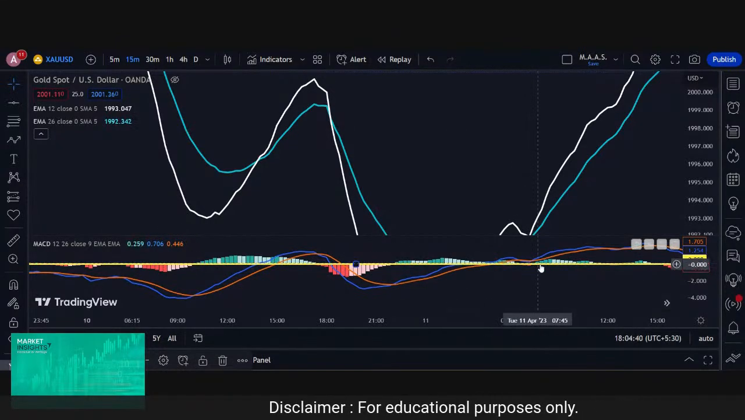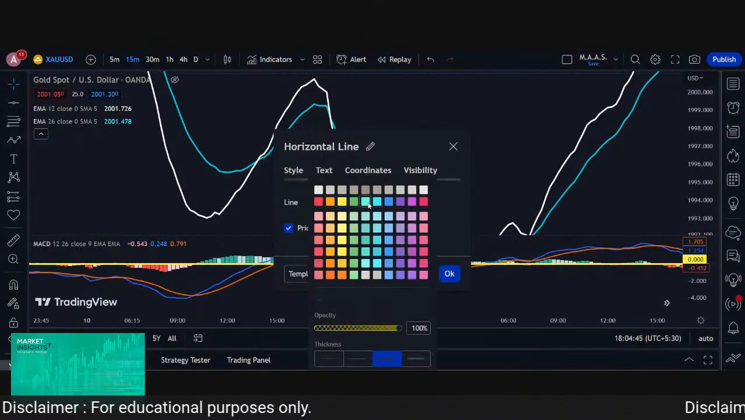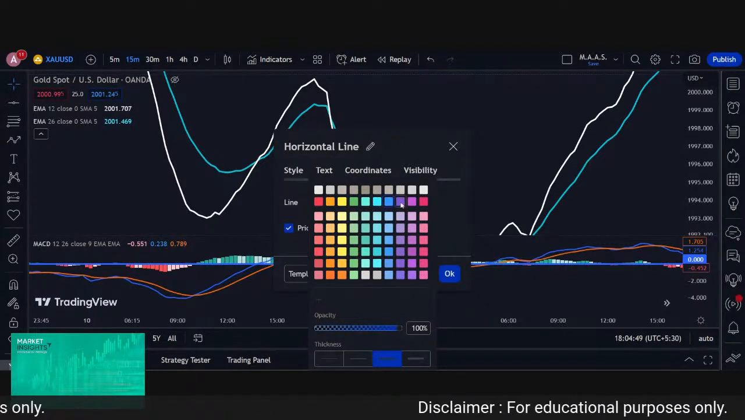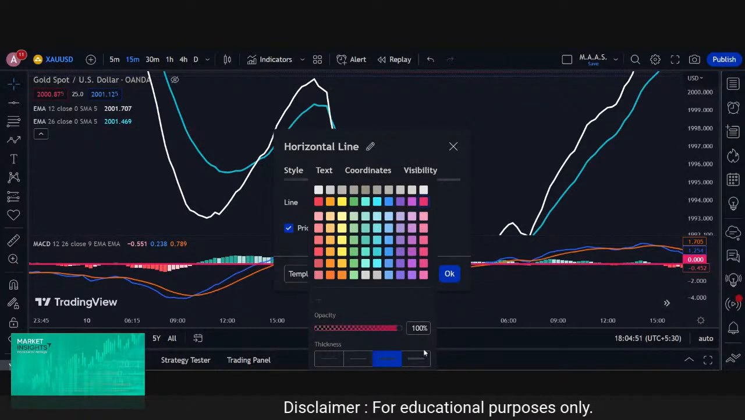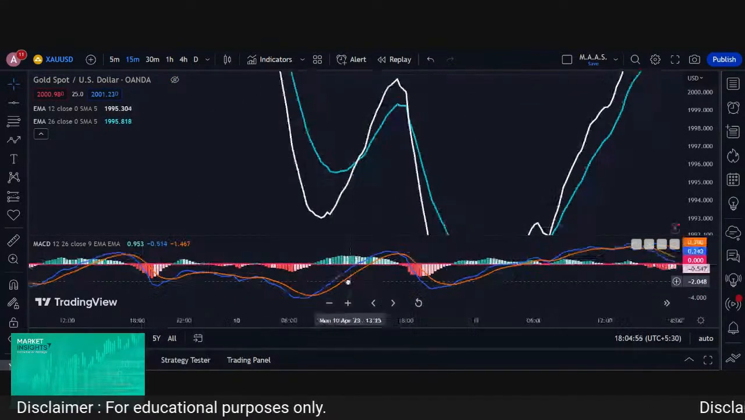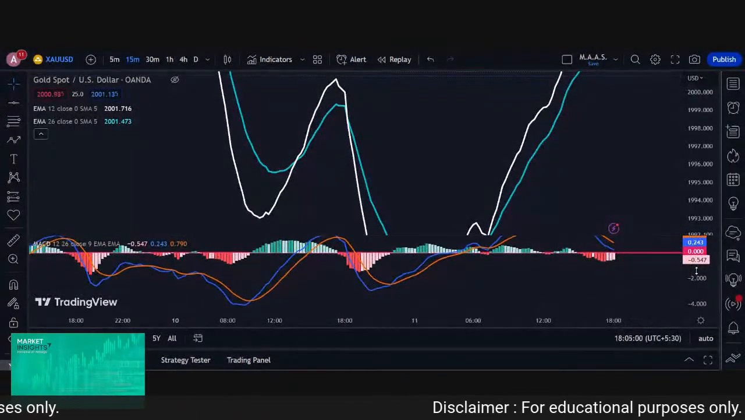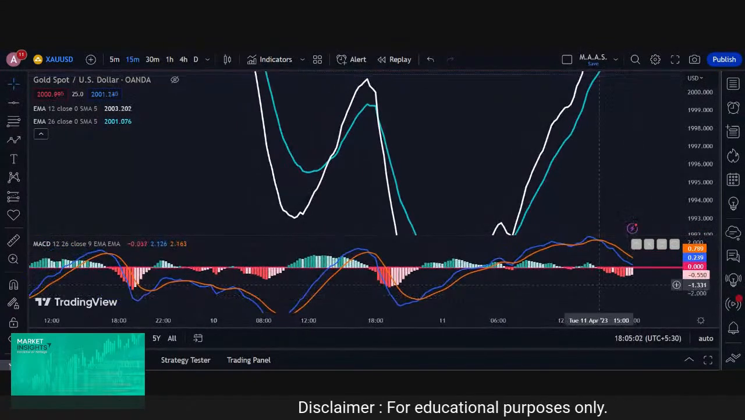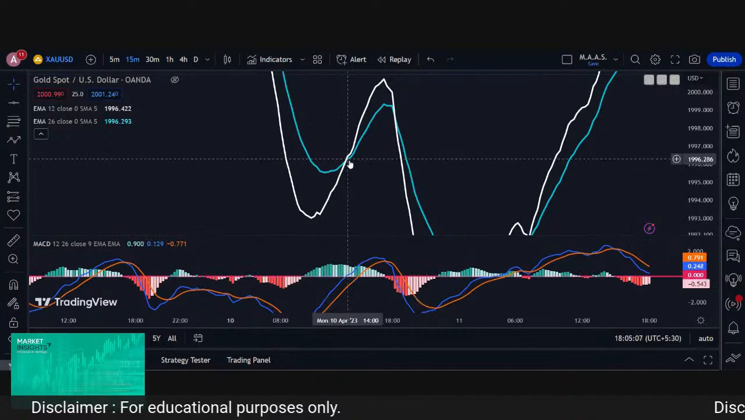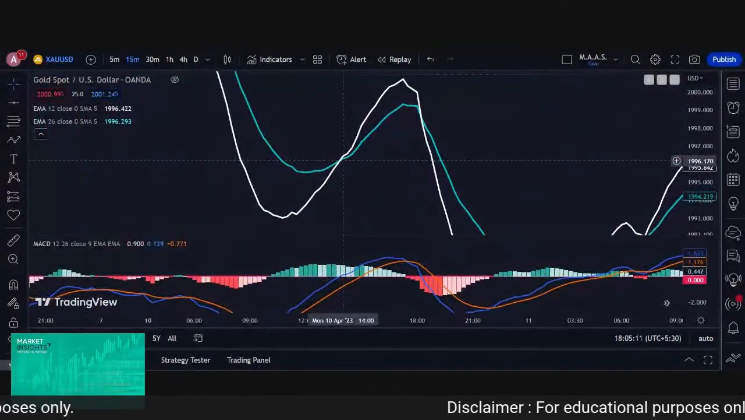Is this yellow line visible? If it is not visible, I will just change the color. Not a good color. Maybe red is more visible than any other color. Okay, red is fine. So this red line is basically the zero line, another important component of MACD. When there is a convergence between two moving averages, the MACD reads zero.